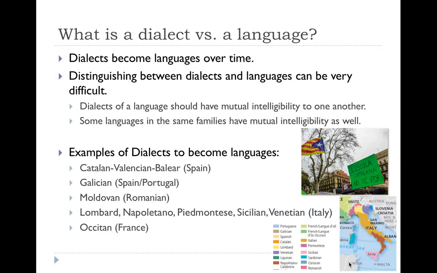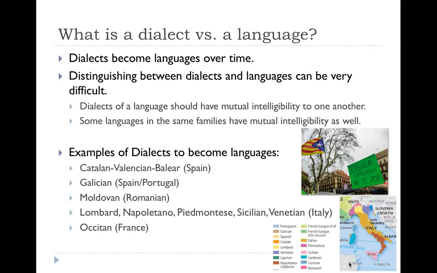So when we look at dialect versus language, it can get a little fuzzy sometimes. When we talk about dialects, eventually over time, if they are prevalent enough and they're isolated enough from the actual language, they will become their own language. There are some distinguishing ideas between dialects and languages, and it can be difficult. Dialects of a language should usually have mutual intelligibility to each other.